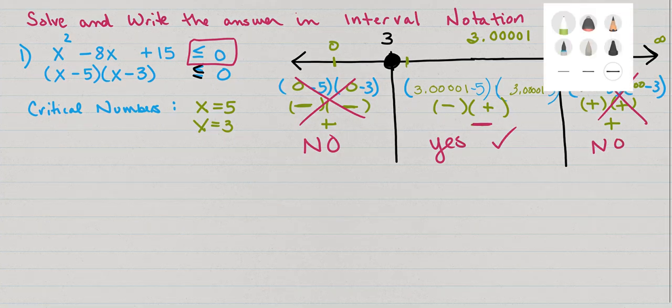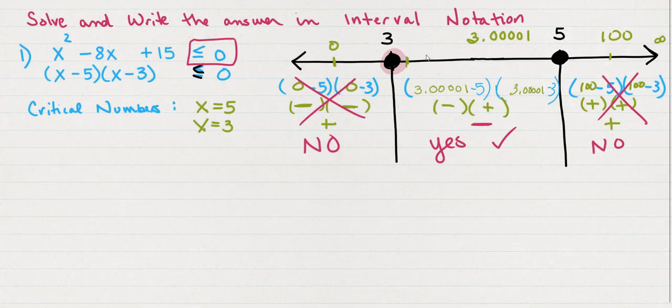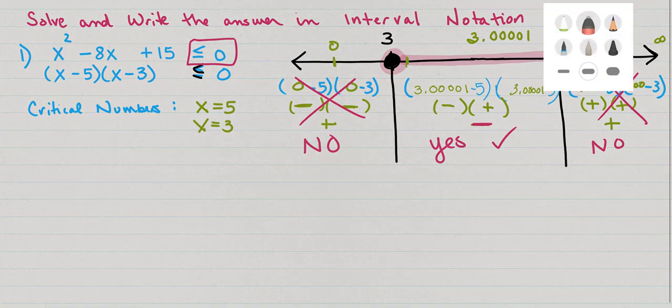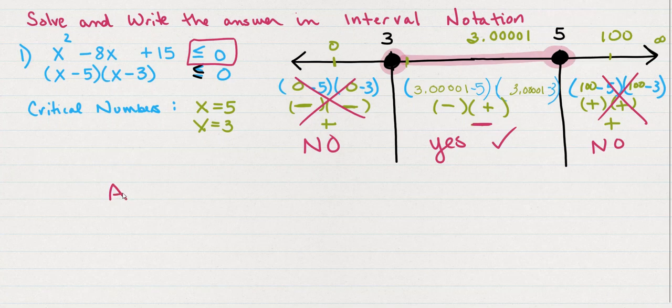So it looks like our solution, if I were to put this on the number line, if I were to highlight it on a number line, would go from positive 3 up to positive 5. So in interval notation, once we have that number line drawn, the answer in interval notation is really easy. It'd go from 3 to 5.